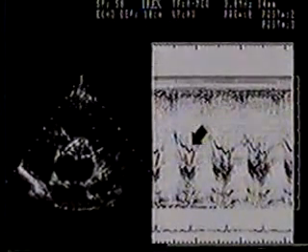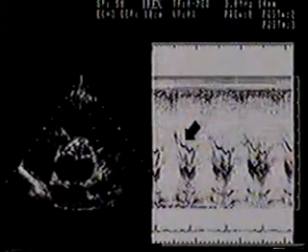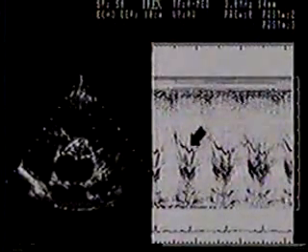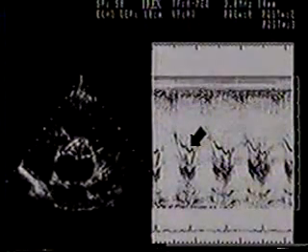In this case, we can identify the diastolic motion pattern. Following atrial systole, the pulmonary valve domes toward the open position, creating this so-called A-dip on the M-mode tracing.